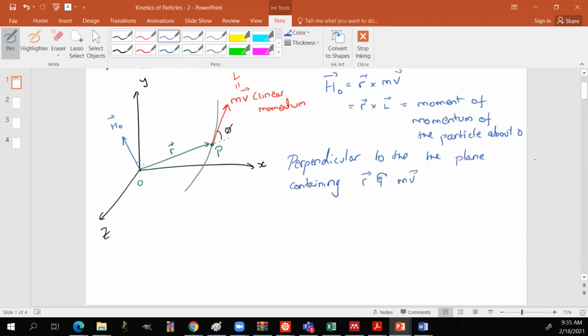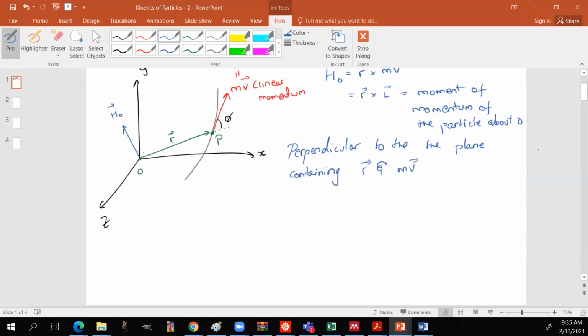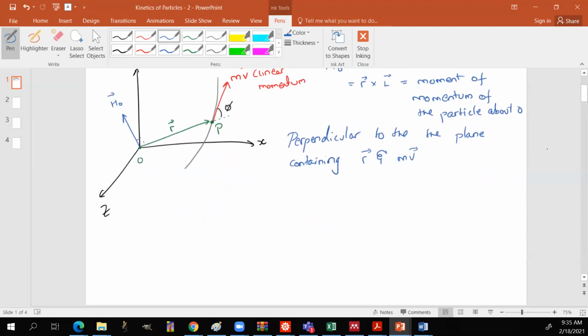Since we have a cross product, you can write it using the rule that we use to find the cross product by hand. So we said that H naught is equal to a determinant with i, j, k, then x, y, z, and then mvx, mvy, and mvz, like that.